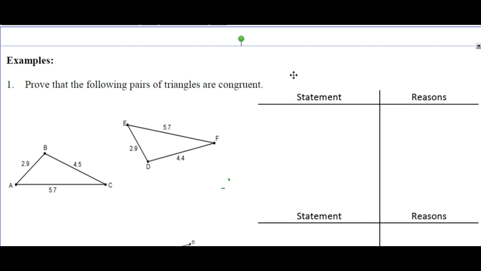So, examples. Prove the following pairs of triangles are congruent. Remember, here's what we've got: side, side, side; side, angle, side; angle, side, angle; and hypotenuse side. So those are the 4. We can use those. So, number 1, what are we going to probably try and use? Side, side, side, right? So our plan here is that we want to use side, side, side. So we need statements.